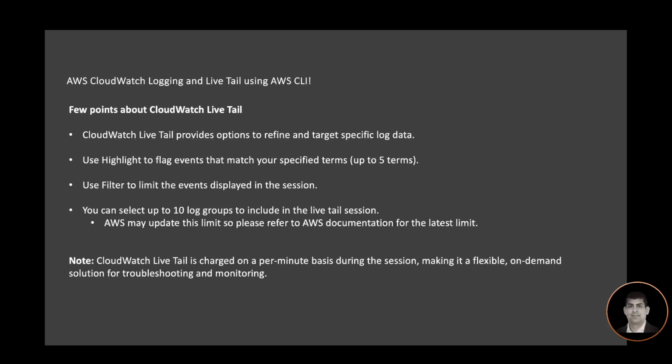Let's look at a few points about CloudWatch live tail. CloudWatch live tail provides the option to refine and target specific log data. Use highlight to flag events that match your specified term. Use filter to limit the events displayed in the session. You can select up to 10 log groups to include in the live tail session. This is as of the recording of this video. AWS may update this limit, so please refer to the AWS documentation for the latest limit.